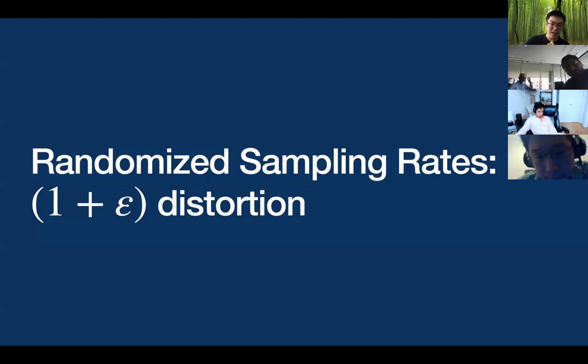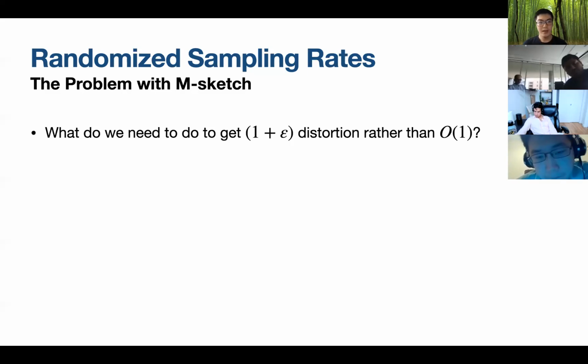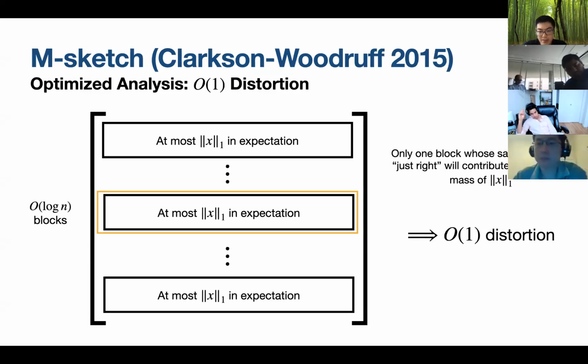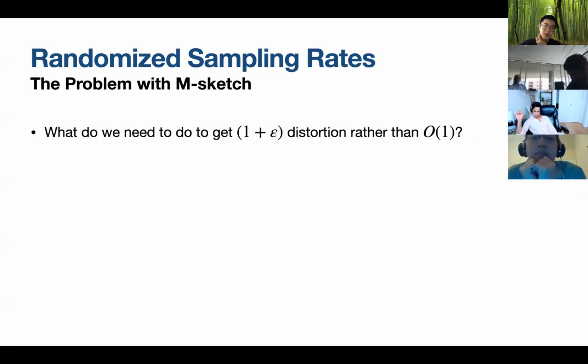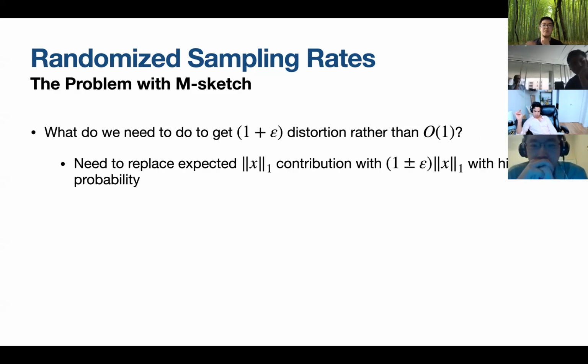Okay, so we'll see how to modify this construction to get 1 plus epsilon distortion. What was the problem that prevented us from getting 1 plus epsilon versus O of 1 distortion? If you go back to the slide where we analyzed this M sketch, the problem was that we only had this bound in expectation rather than with high probability. That's what forced us to use the Markov bound to get an O of 1 distortion. So what we want to do is replace this expected 1 norm contribution with 1 plus epsilon with high probability instead of in expectation.